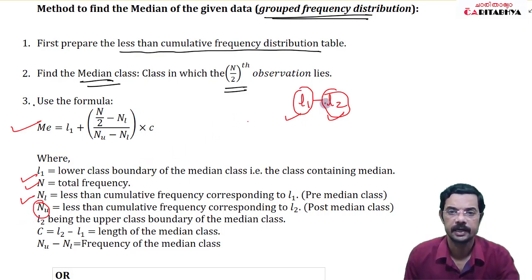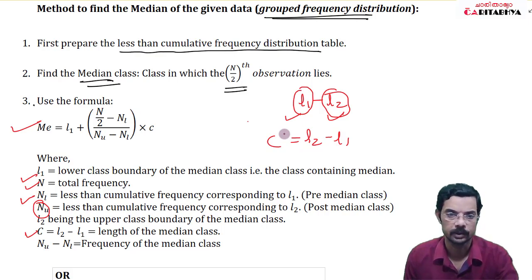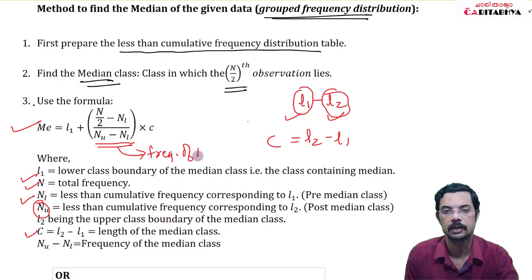Okay, that is it. You know what L1 and L2 are. L1 is the lower boundary point of the median class, L2 is the upper boundary point of the median class. Now C is the class length, which can be obtained by L2 minus L1. We assume that all the classes are equally distributed. Now this value NU minus NL is nothing else but the frequency of the median class.